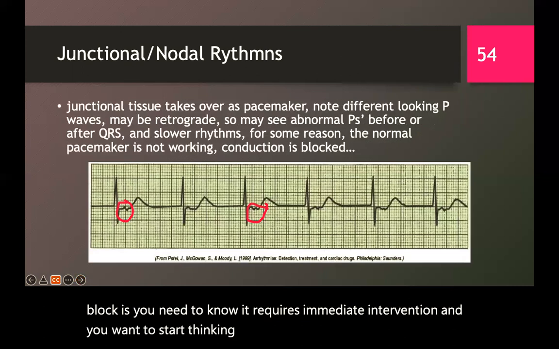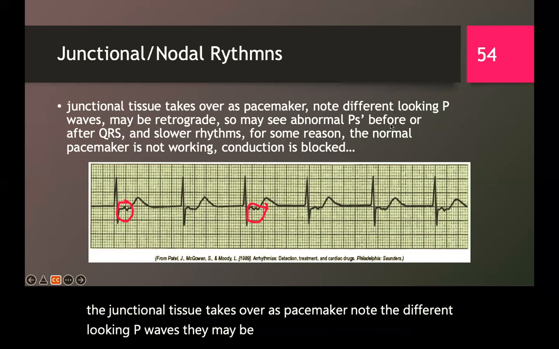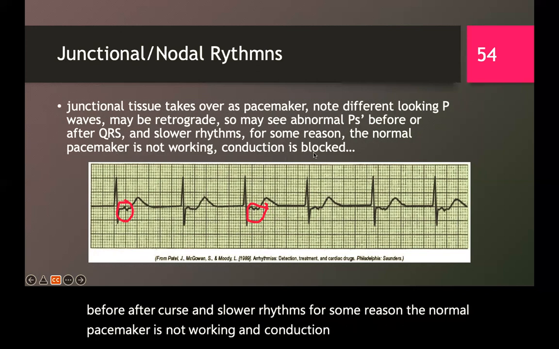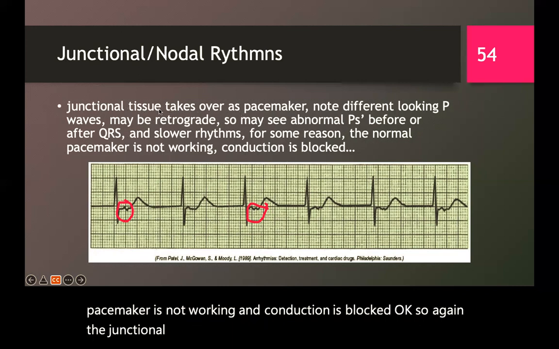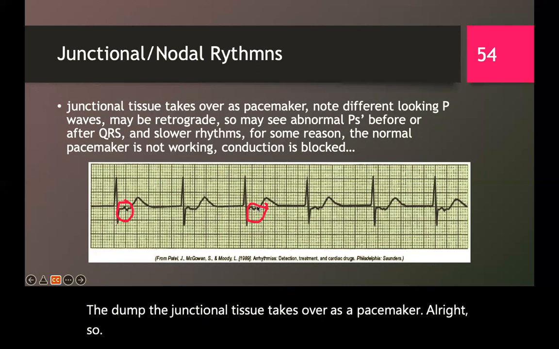Okay, junctional nodal rhythms. The junctional tissue takes over as pacemaker. Note the different looking P waves. They may be retrograde, so many abnormal P's before or after the QRS, and slower rhythms. The normal pacemaker is not working and conduction is blocked. So again, the junctional tissue takes over as a pacemaker. All right, so just look over here where we've circled.